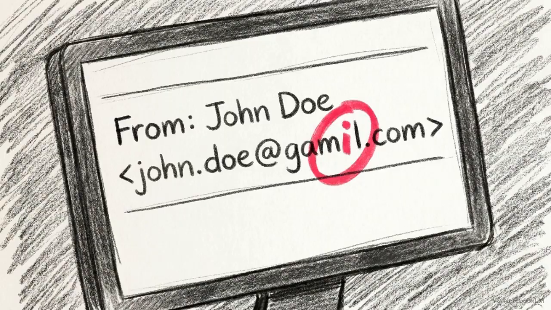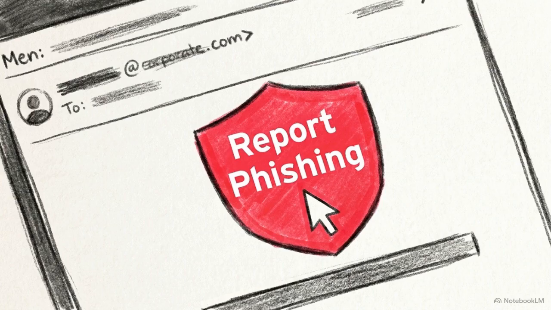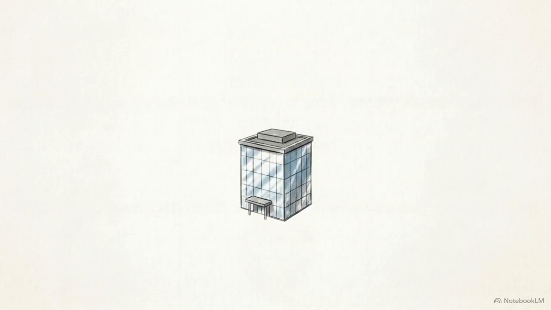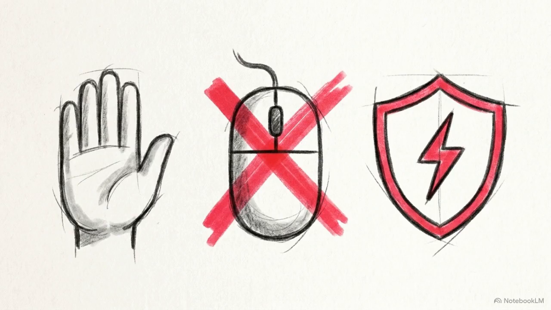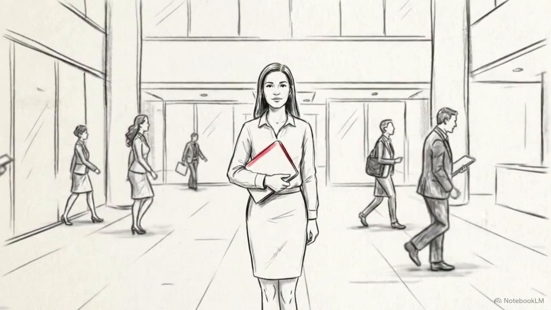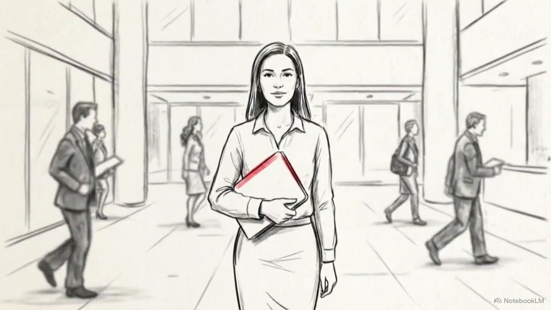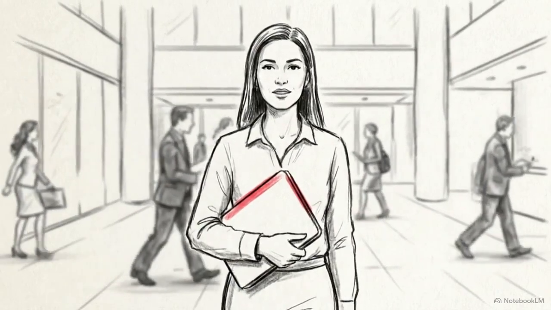By identifying anomalies, isolating the threat, and reporting it quickly, you provide the security team with the exact intelligence they require to block external attacks. To keep the network secure, you just need to memorize and execute this routine. Stop, don't click, report quickly. You are not a potential vulnerability. You are the organization's most critical human sensor and the ultimate first line of defense.